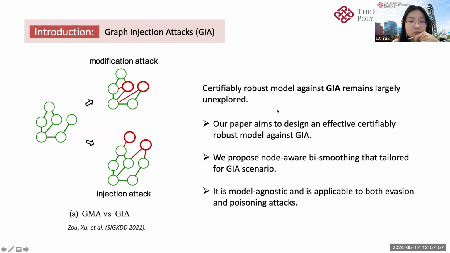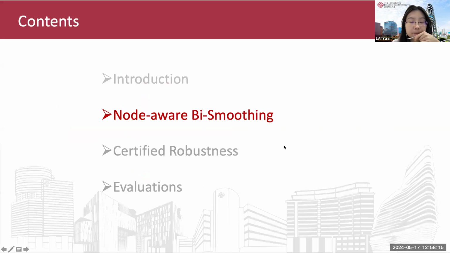Our paper aims to design an effective certifiably robust model against GIA. We propose node-aware bi-smoothing that is tailored for the GIA scenario. It is model agnostic and applicable to both evasion and poisoning attacks. Next, I will introduce node-aware bi-smoothing.